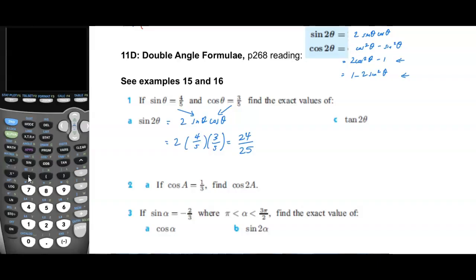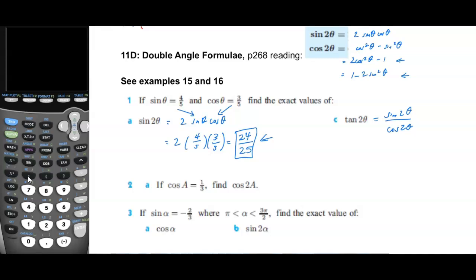Tangent 2 theta, there's a couple ways you can do this. One is you could draw a triangle and figure out what tangent value would occur with the sine of 24 over 25, but I think it's easier just to use the identities. Tangent of 2 theta, remember, is equal to sine 2 theta over cosine 2 theta. And we already have sine 2 theta. It's right here, right? So we'll put 24 over 25 for that. What is the value for cosine 2 theta?